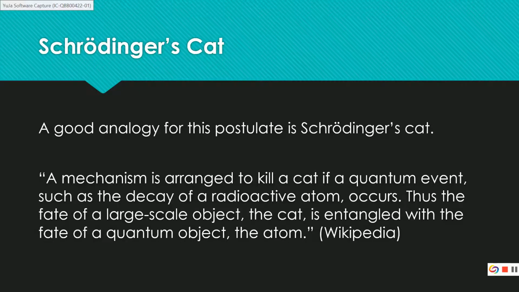And one example, an explanation I found of this, was called Schrodinger's cat. It didn't really make a whole lot of sense to me, but it's saying that if the mechanism is arranged to kill a cat when a quantum event such as the decay of a radioactive atom occurs, then the fate of the large-scale object, the cat, is entangled with the fate of the quantum object, the atom. Another analogy I thought of is like you try to grab a piece of cotton out of the air, and it keeps moving away, and you can't get it. So that's the analogy I came up with. But yeah, that's it. Okay, thank Morgan. Questions?